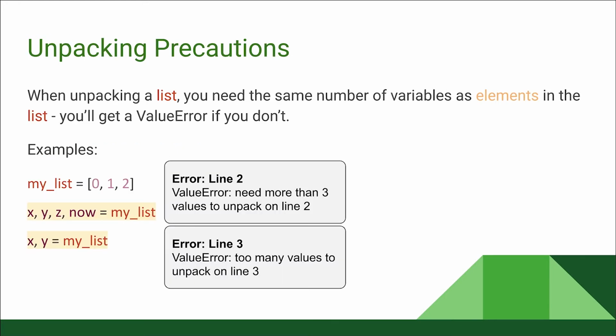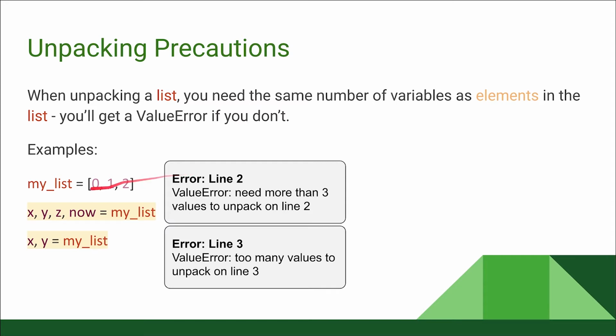Now, when you are unpacking, you need to have the same number of variables as elements in the list. If you have 3 elements, you need 3 variables. If you have 5 elements, you need 5 variables, and so on. You will get a value error if the number of variables you're making and elements in the list don't match.